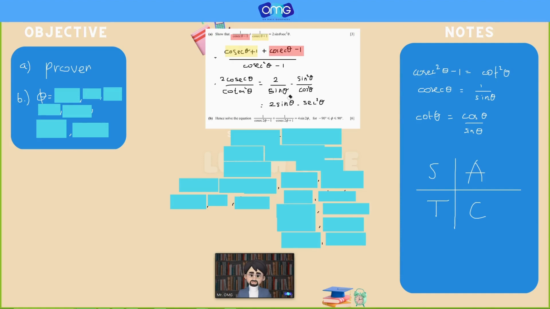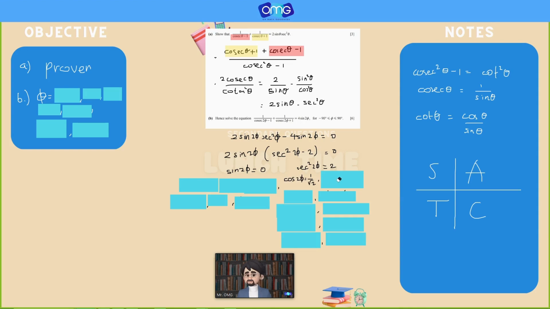And the second one, we're going to use this into that, which is 2 sin 2 theta over x squared. Can you see the correlation? Minus 4 sin 2 theta c equals 0. If we factor them out, this becomes 2 sin 2 theta multiplied by sec squared 2c minus 2 equals 0. This makes sin 2c equals 0, and sec squared 2c equals 2. This makes cos 2c equals 1 over square root 2, and cos 2c equals minus 1 over square root 2.